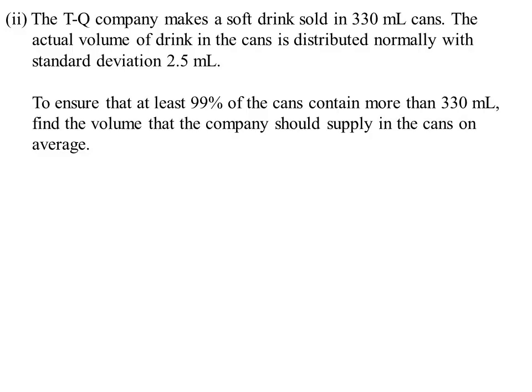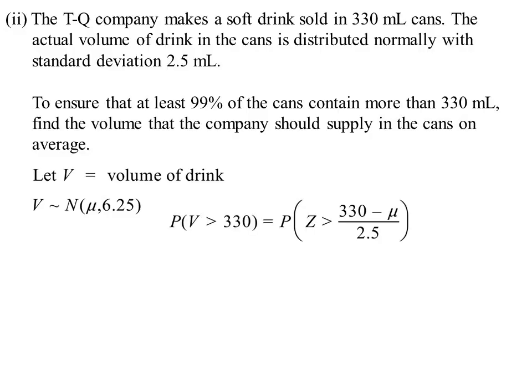So the machine, we've got to set it on some volume to put in there. What volume should we set it at so we can do that? V is going to be the volume of the drink, normally distributed, and the average is what we're going to set the machine at to deliver. That's what we're trying to work out. The deviation they've told us is 2.5, which means the variance is 6.25. So we want to know the probability that the volume is greater than 330.